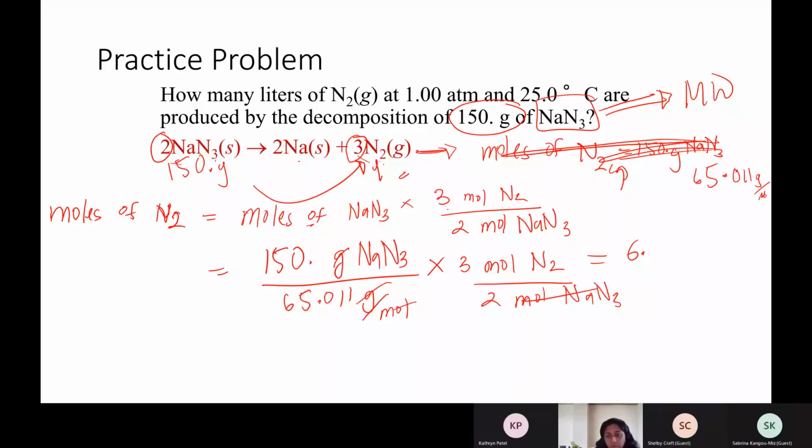6.921. Okay, since 150.0 has 4 significant figures, I can use the intermediate answers with one plus significant figure. Okay, so I can have the intermediate answer with 4 significant figures. So I'll use that as 6.922 moles of N2, right? Okay, now I know the moles of N2.